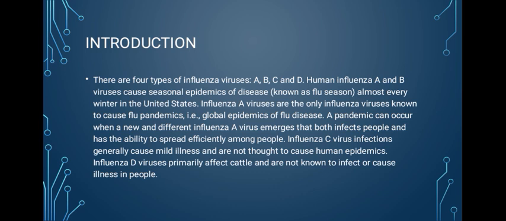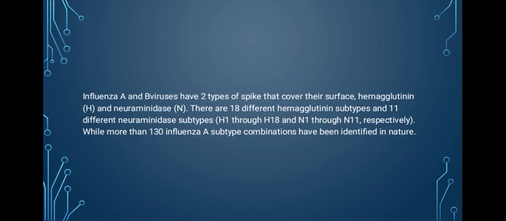A pandemic can occur when a new and different influenza A virus emerges that both infects people and has the ability to spread efficiently among people. Influenza C virus infections generally cause mild illness and are not thought to cause human epidemics. Influenza D viruses primarily affect cattle and are not known to infect or cause illness in people.